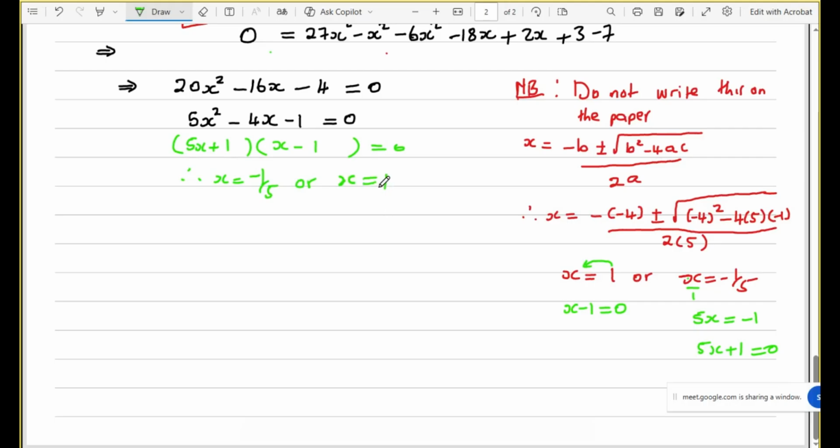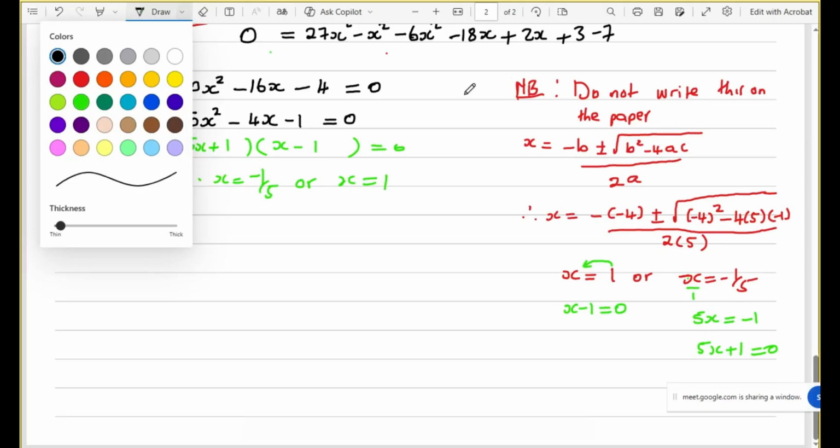I hope you guys now understand how this works. So now that you have the value of x, remember this is simultaneous.